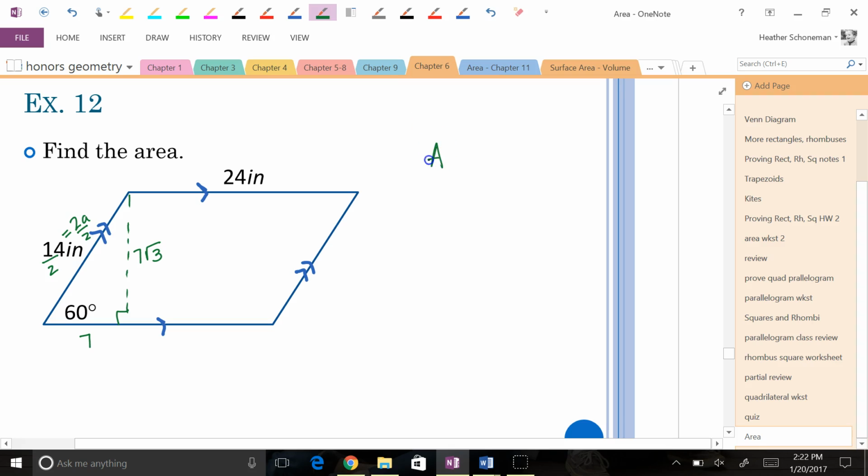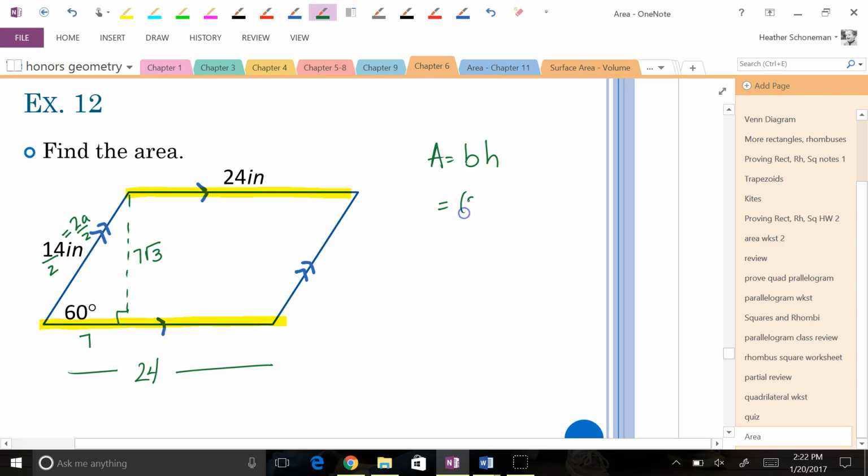So my formula is area equals base times height. And people always want to get this bottom base, want to do 7 plus 24, but that's not right. Because remember, in a parallelogram, opposite sides are congruent. So if the top base is 24, the bottom has to be 24 as well. We're just using that 7 as a guide to get our height.